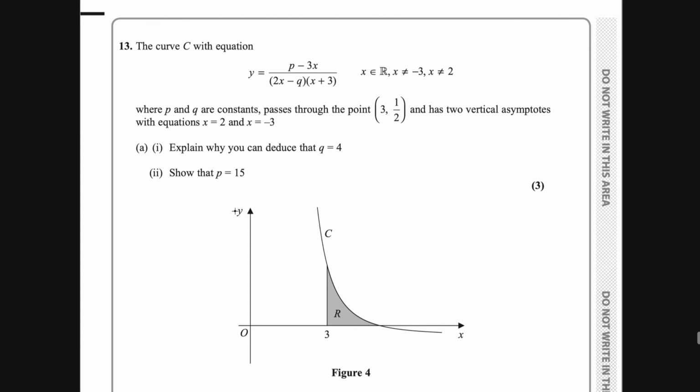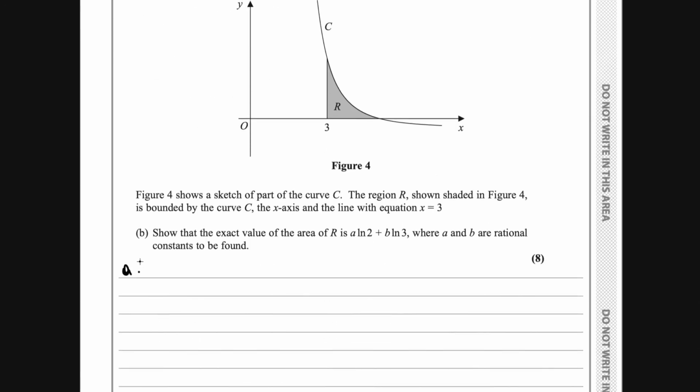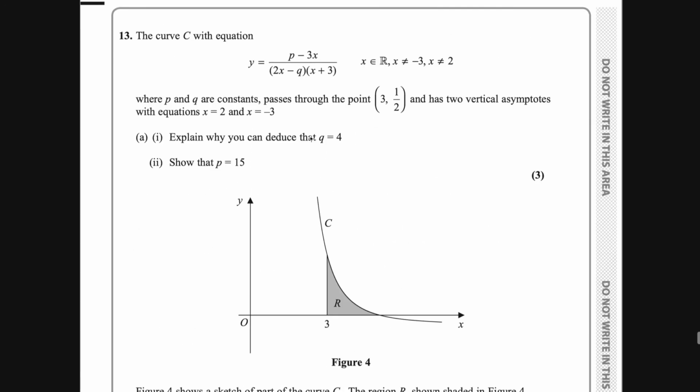And for part (a)(i), what we're asked to do is explain why we can deduce that q equals 4. So what we really need to do is pick this equation apart with what we can gather from it. And fundamentally, I just want to bring up what I mentioned previously. For this vertical asymptote to occur, what you really need to see is the value of this equation hitting infinity. And there really is only one way it can do that, and that's if the denominator is equal to 0. Now this can happen either when 2x minus q is equal to 0, or when x plus 3 is equal to 0.